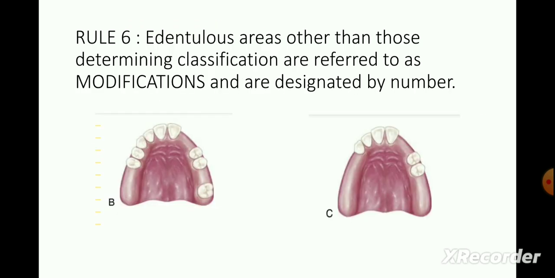Now rule number 6, it's very important. Edentulous areas other than those determining the classification are referred to as modifications and are designated by numbers. Now here are certain examples.